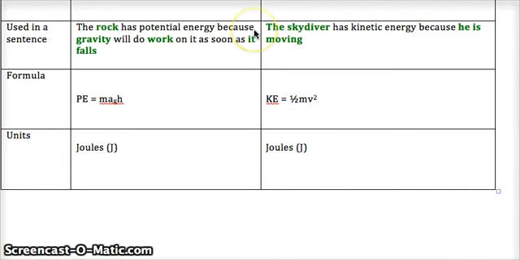To use kinetic energy in a sentence, we would say the skydiver, our man Felix from the video, has kinetic energy because he is moving. Anything that is moving has kinetic energy. The formula for kinetic energy, which is right here, kinetic energy is 1/2 times mass times velocity squared. And if you want to know where this formula comes from, I can show it to you, but it'll take a little bit of calculus to understand where it comes from. Okay. The unit for kinetic energy, because it's energy, is also joules, same as potential energy.